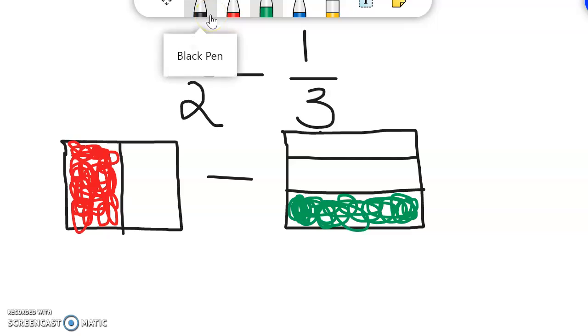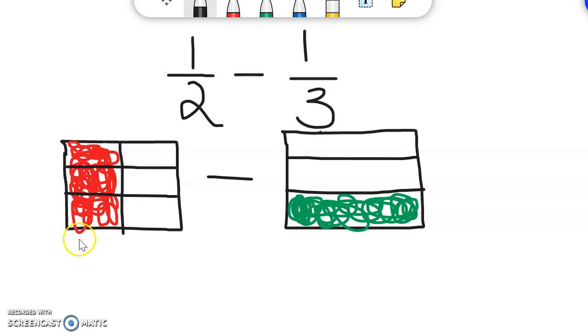Okay, now step 3 says to make the first shape look like the second shape. So to make the first shape look like the second shape, I'm going to draw 2 horizontal lines. 1, 2. And then I have to make the second shape look like the first shape, so I'm going to draw 1 vertical line.